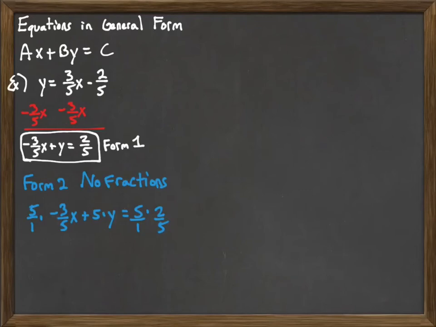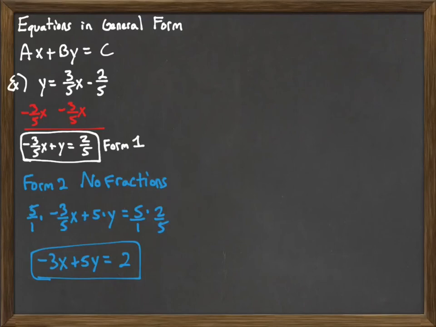In the first fraction, the 5's will cancel and you'll just have a minus 3x. And then a 5y. And then in the last fraction there, the 5's will cancel again and we'll just have a 2. So we get negative 3x plus 5y equals 2. And this is the general form that some textbooks will require, to have no fractions. And personally, as general form goes, I kind of like that one.